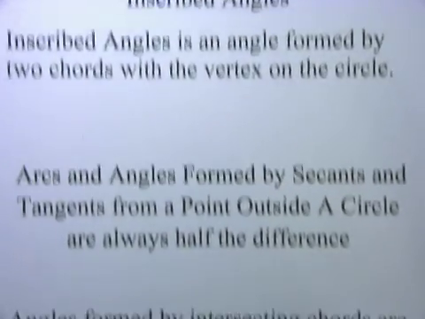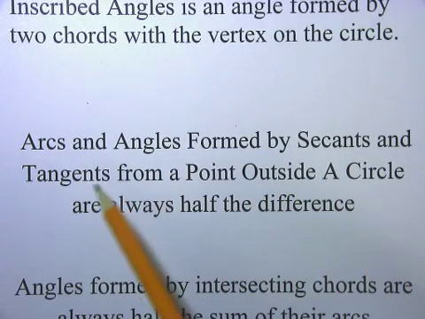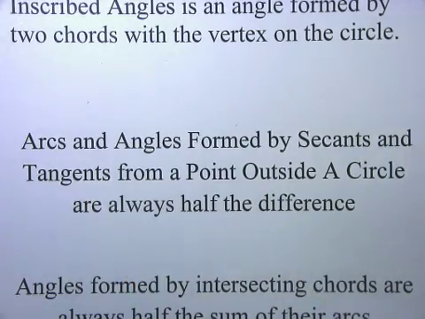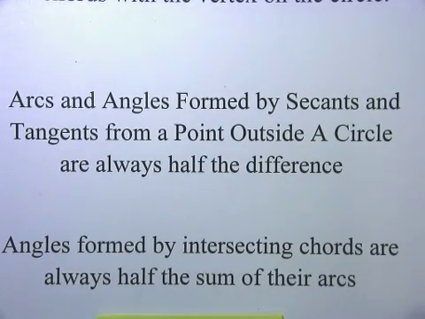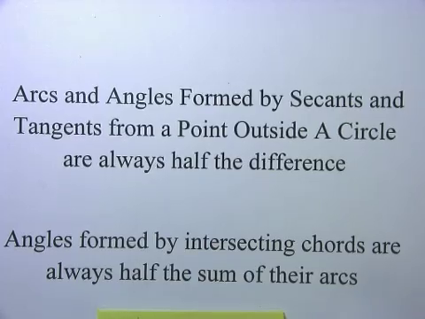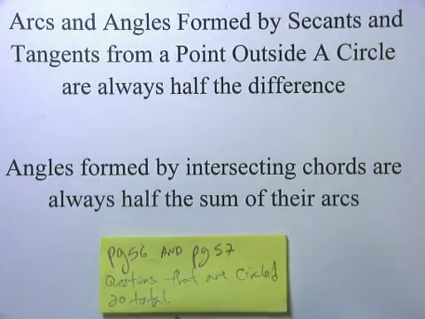After we talk about that, we're going to talk about arcs and angles formed by secant and tangent lines from a point outside a circle, which are always going to be half the difference. And then we're going to talk about angles formed by intersecting chords, which are always half the sum of their arcs. Okay? Again, those are just a fancy way of explaining the rules, and we'll get into more detail in a second. And then we're going to work on pages 56 and 57, and we're going to work on the questions that are circled, which are going to be 20 in total.